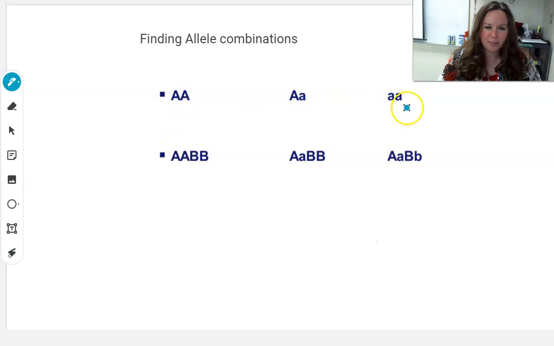So I've written some alleles down here, some genotypes. The first three are for monohybrid crosses, where we're just looking at one trait at a time. In this case, we're looking at gene A, which comes in two possible alleles, big A and little a. And then in the second line, we're looking at two traits at once. So that's for dihybrid crosses.